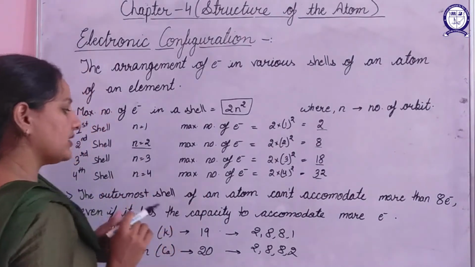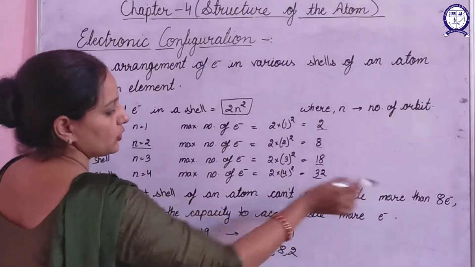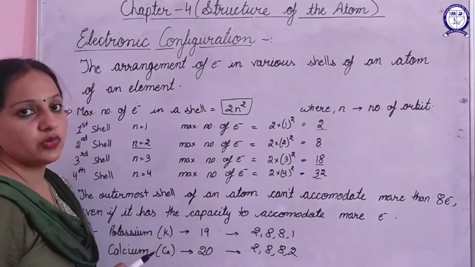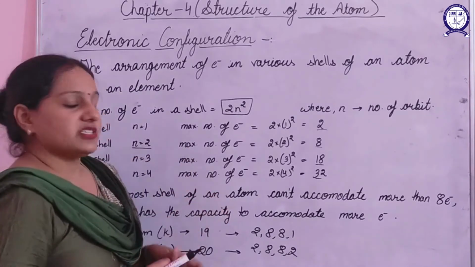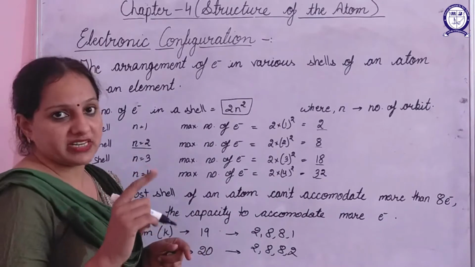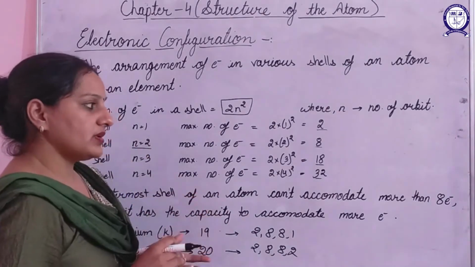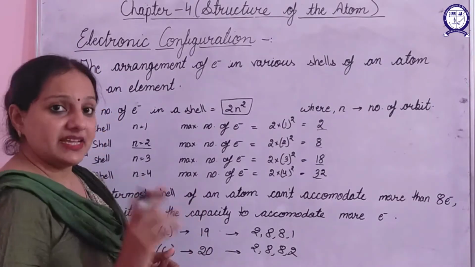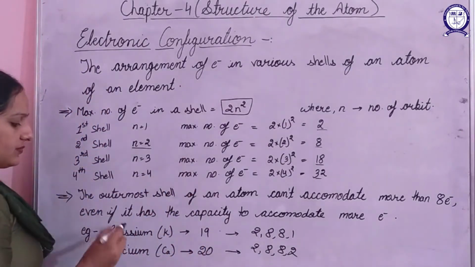Now the second point is that the outermost shell of an atom cannot accommodate more than 8 electrons, even if it has the capacity to accommodate more electrons. That means for its electronic configuration, the first shell will follow the duplet rule, that is maximum 2 electrons could be accommodated, and for the remaining orbits it will follow the octet rule, that is 8 electrons could be accommodated. Let's explain this with the help of an example.